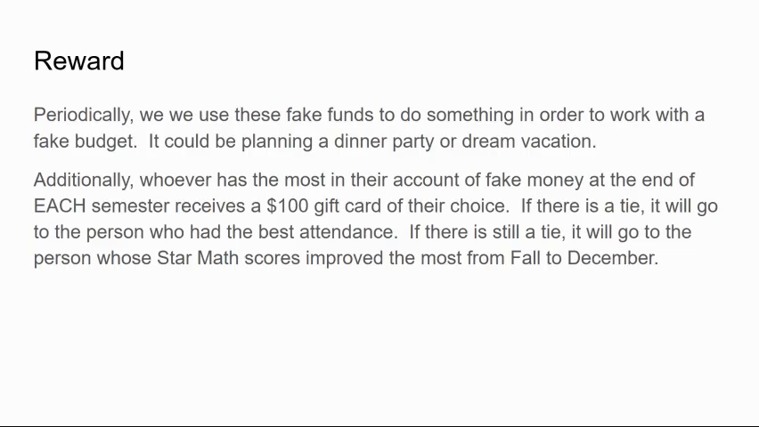Okay. So the 2 that I have already: if there's a tie, it will go to the person who had the best attendance. If it's still a tie, so if those 2 people that tied also attended the same amount of days, then I will look at your STAR math scores to see who's improved the most from fall to winter. Okay. Hope that makes sense. If it doesn't, please reach out. I can answer that question.